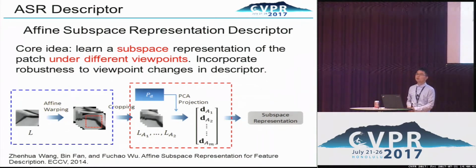Given a patch, we first apply an affine warping to it and generate several patches under different viewpoints. Then, for each of these affine warped patches, a PCA vector is extracted as its feature. You can also use other features. These vectors are supposed to lie in a feature space. As a result, we apply PCA again to these vectors and use the extracted basis of the subspace as the feature representation.